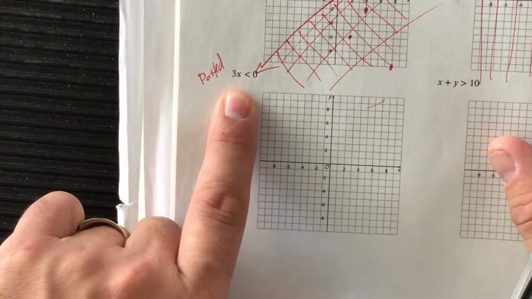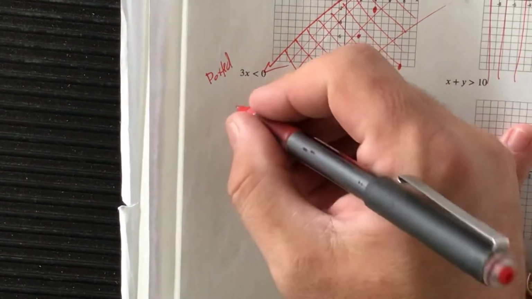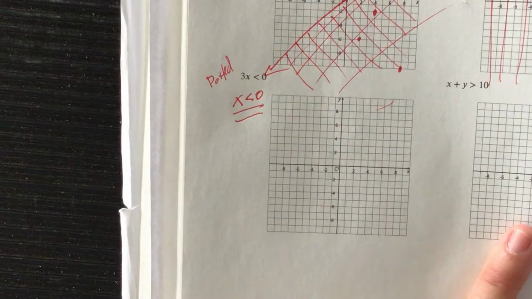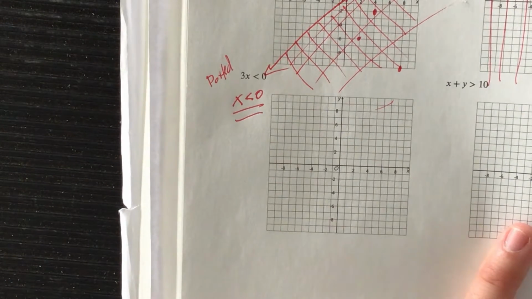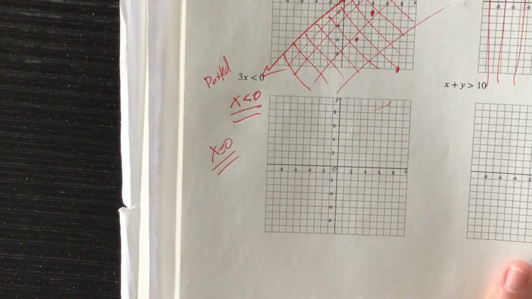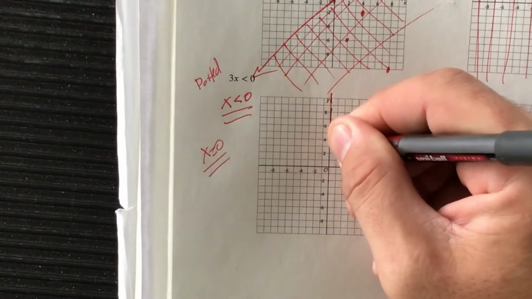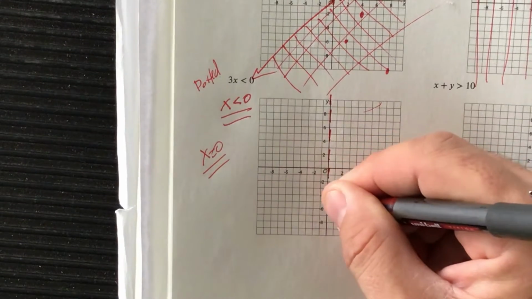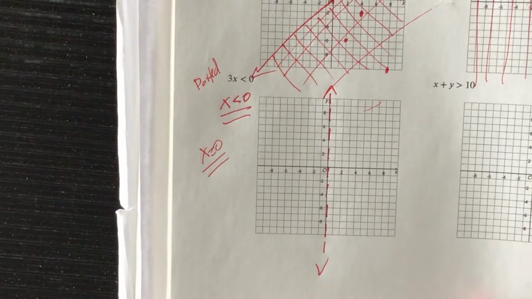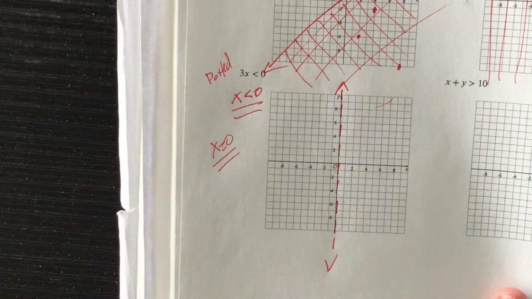Let's solve that for x. Divide by 3, right? So there's what I'm going to be graphing. Once again, I'm going to put my line at 0. Where does x equal 0? Vertical line or horizontal? Vertical. Vertical line at x equals 0. So this should be a dotted line. Why dotted? Because there's no equal sign under it. That means anything on the line is not included.